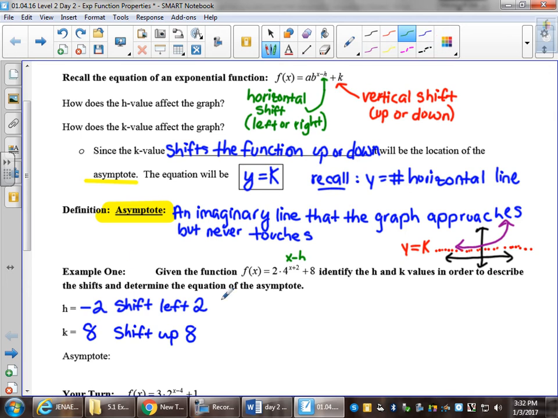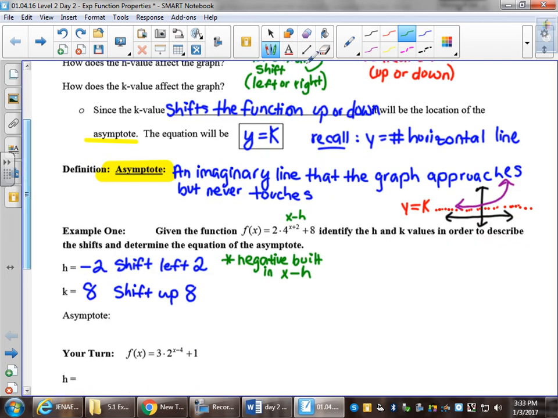So before we move on past h and k, you might want to write yourself a little note. Negative built in. x minus h. There's a built-in negative right there, if you weren't sure how I got that negative. Our asymptote comes directly from k. So if k equals 8, that means that y equals 8 is the equation of my asymptote.